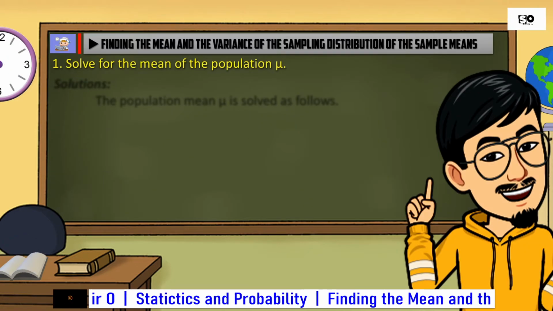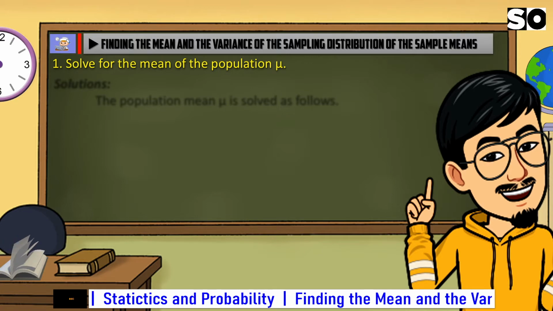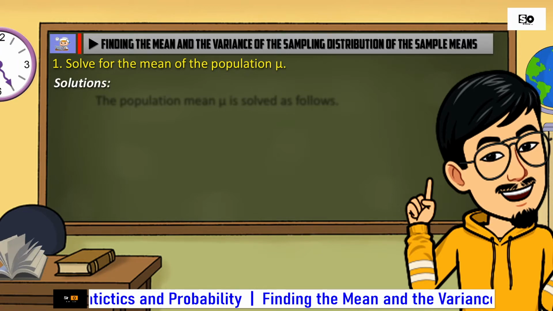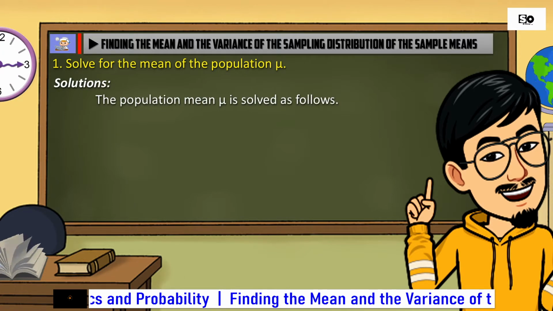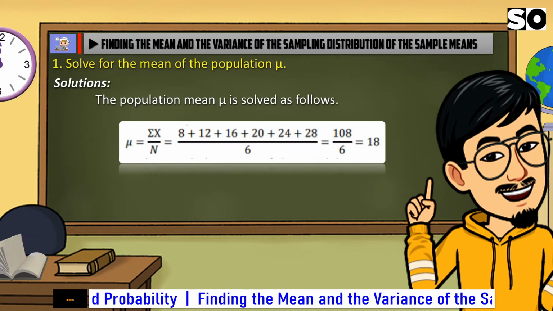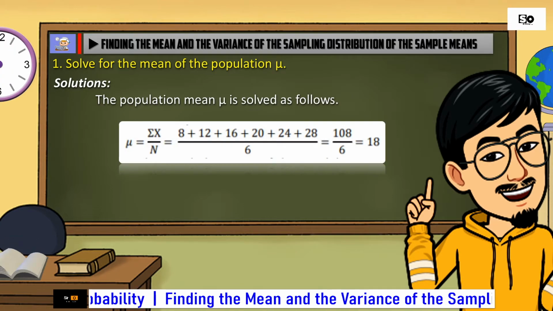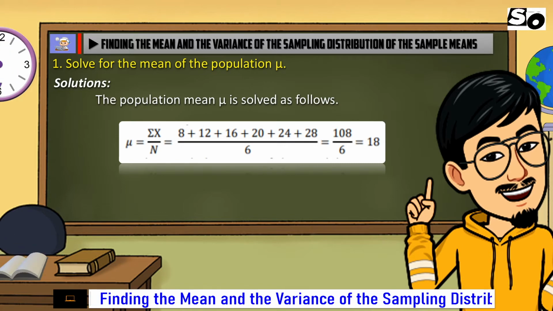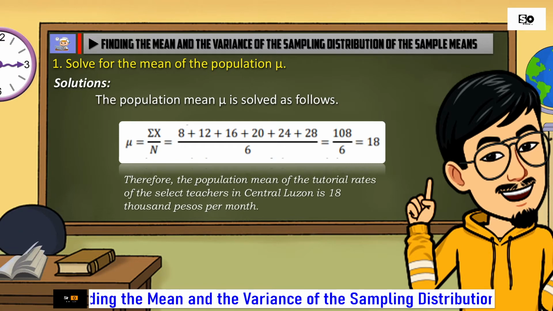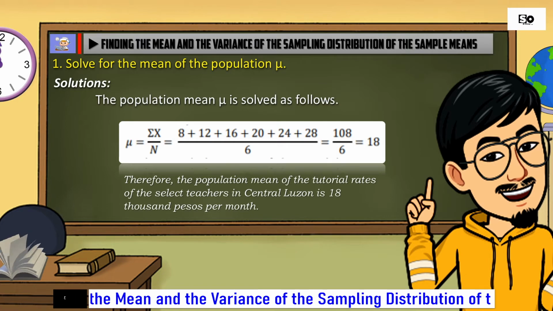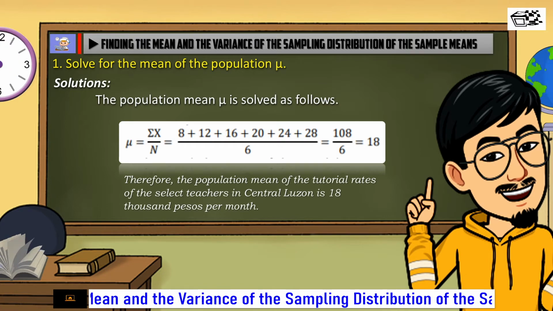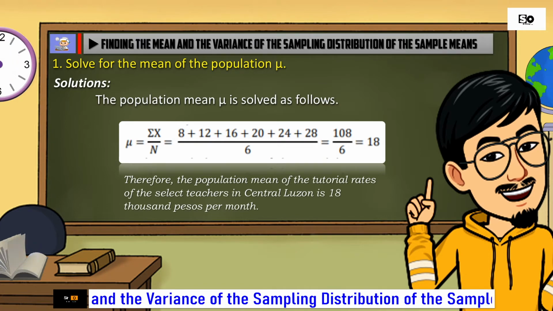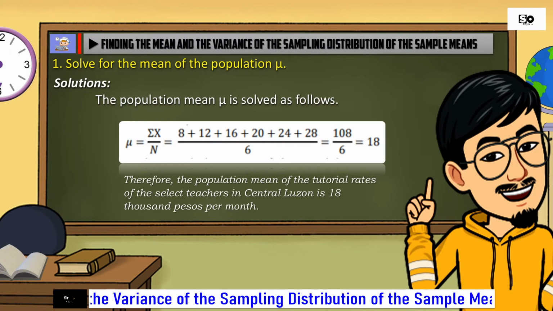Let's do number 1. Solve for the mean of the population. Solution. The population mean is solved as follows. Therefore, the population mean of the tutorial rates of the selected teachers in Central Luzon is 18,000 peso per month.